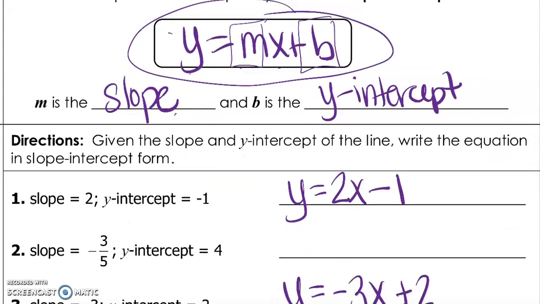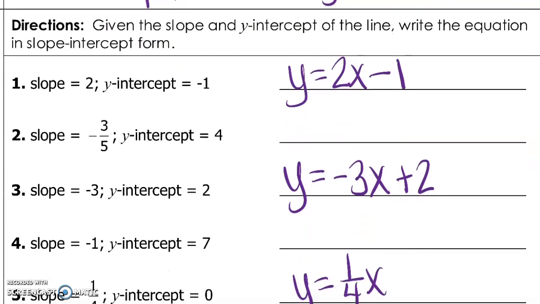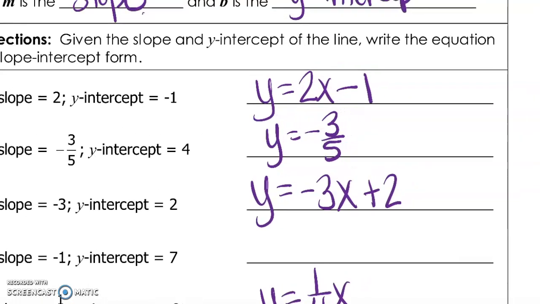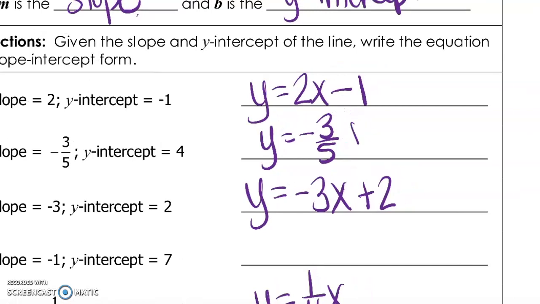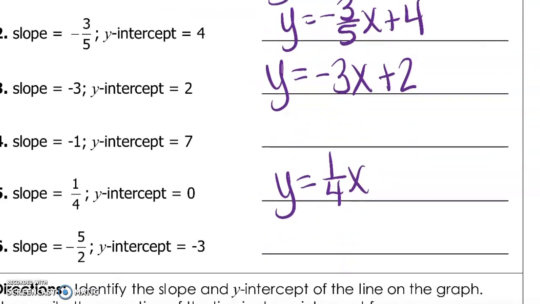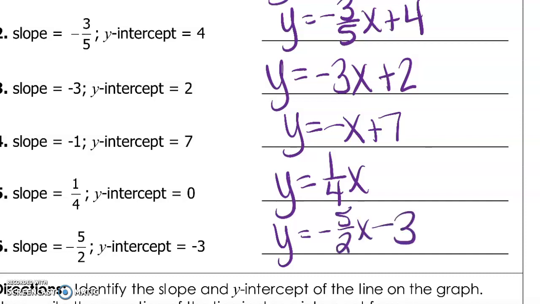So the first ones, they just tell you what they are. So you're going to write number 2 as y equals negative 3/5 x plus 4. So just remember to always put the x with the slope. Number 4, your slope is negative 1. You don't need to put the 1, just put the negative sign and then the x, and then plus 7. And then number 6, y equals negative 5/2x minus 3.